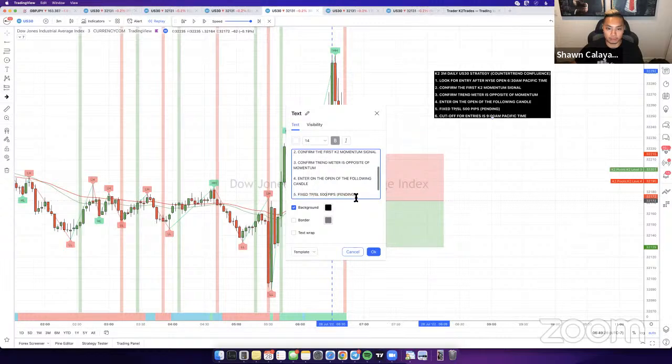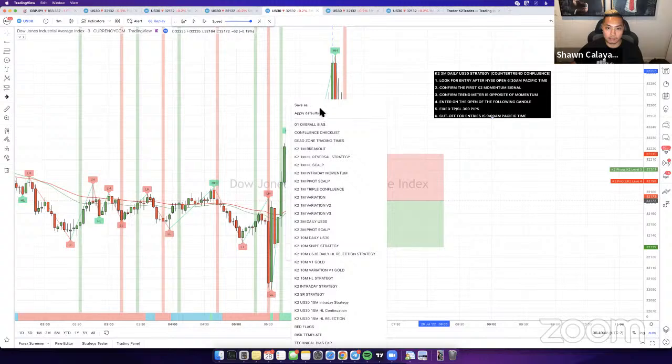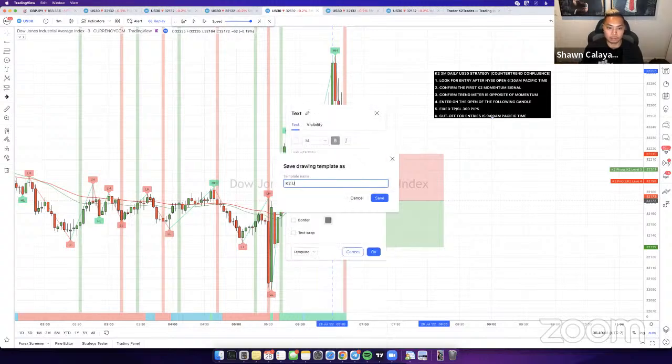Turn the open of the falling candle. I think for this, we can use a fixed TP stop loss of 300 pips. Cut off is 8 a.m., basically the live time. Or we can do 9. All right, so I'm going to save this as the K2 US30 3-minute daily.